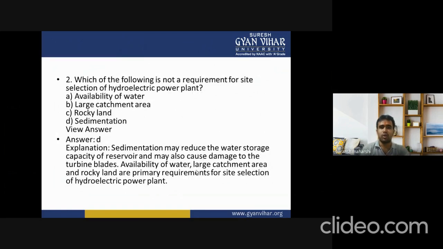Next question. Which of the following is not a requirement for site selection of a hydroelectric power plant? Option A, availability of water. Option B, large catchment area. Option C, rocky land. Option D, sedimentation. So the right answer is option D, sedimentation.